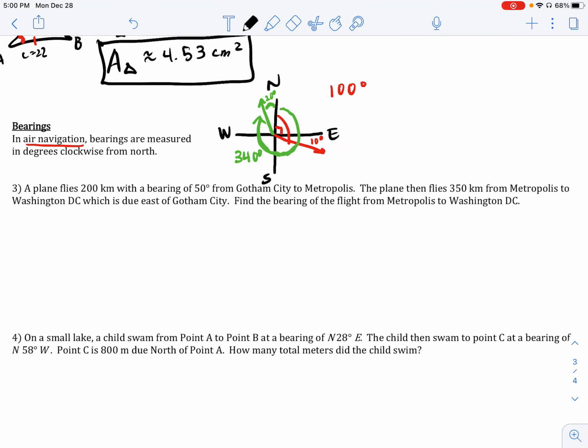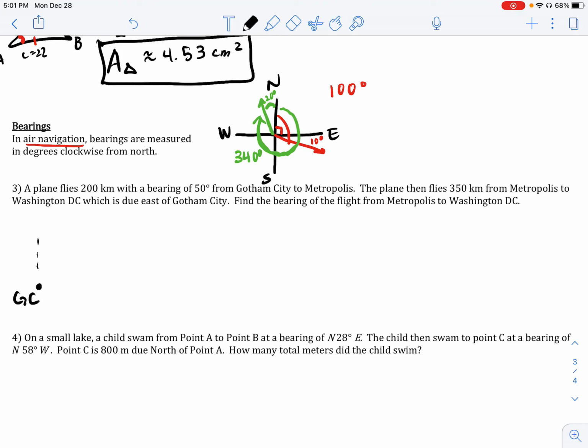So we've got a problem here where a plane flies 200 kilometers with a bearing of 50 degrees from Gotham City to Metropolis. So I'm going to go ahead and just label Gotham City as this point here. And it is flying with a bearing of 50 degrees, but it flies a distance of 200 kilometers. So think about what that bearing of 50 degrees looks like.